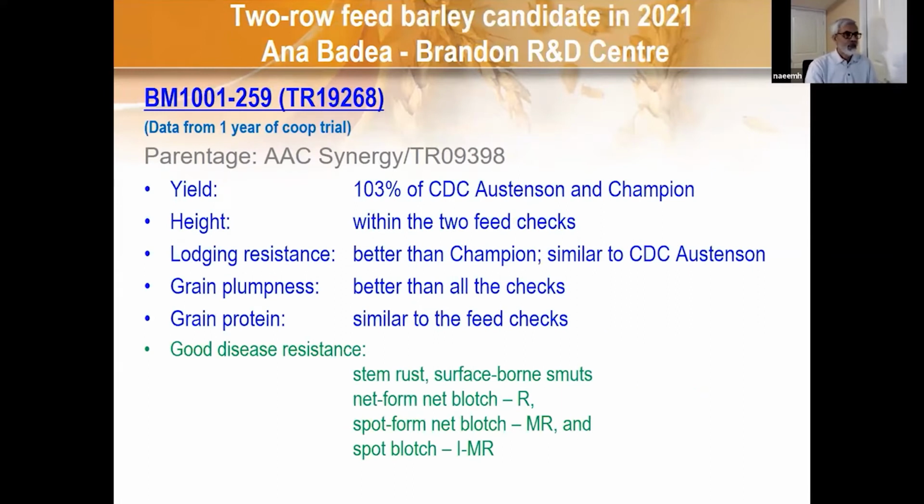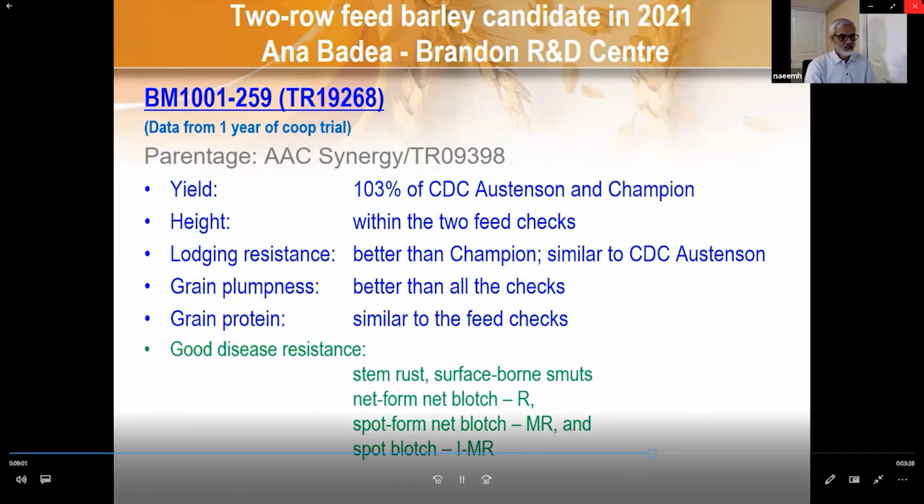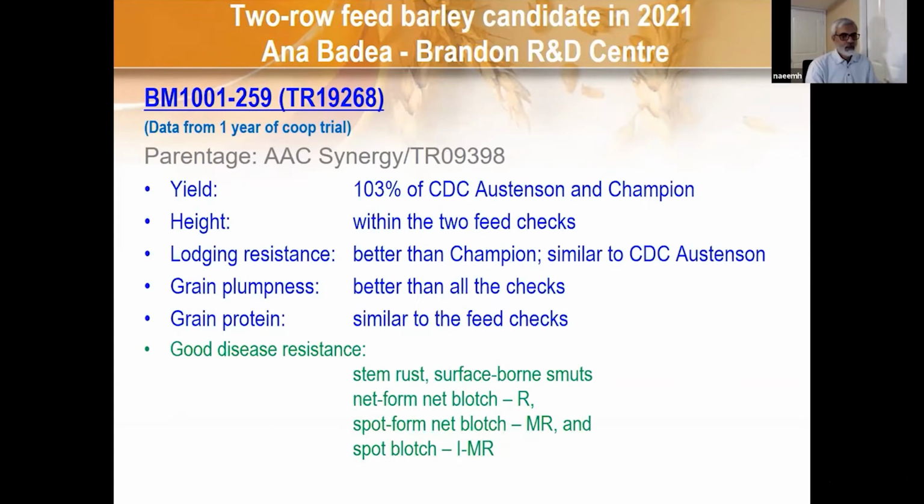TR19268 is a feed barley line. It has a 3% yield advantage over CDC Ostenson and Champion. Height is within the range of the two checks. Its lodging resistance is better than Champion and similar to Ostenson. Grain plumpness is better than checks and grain protein similar to checks. It also offers a very good disease package.